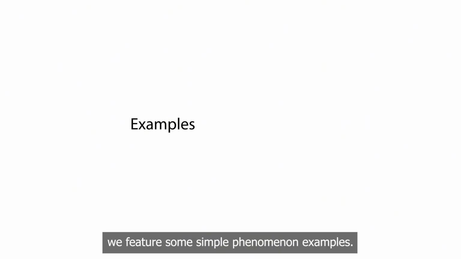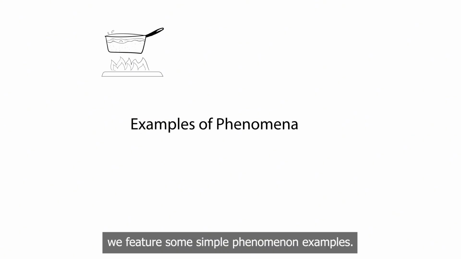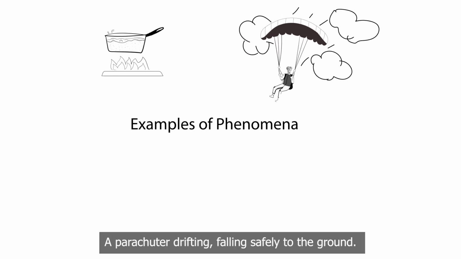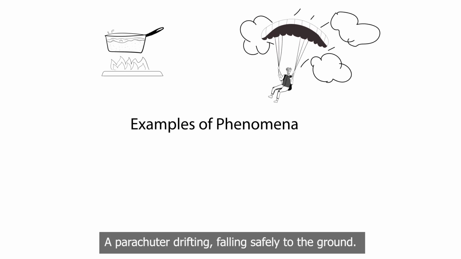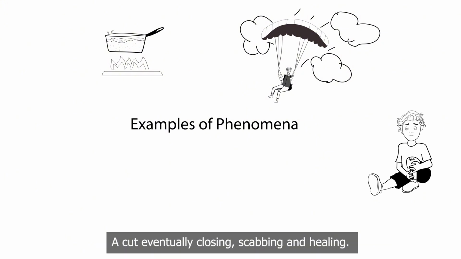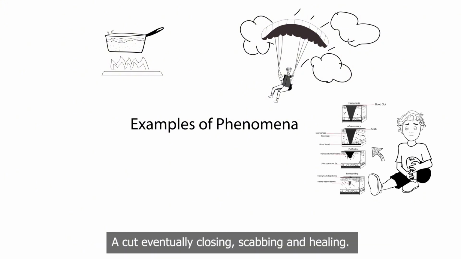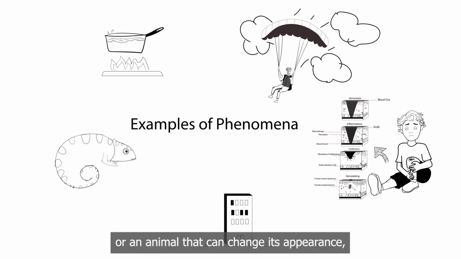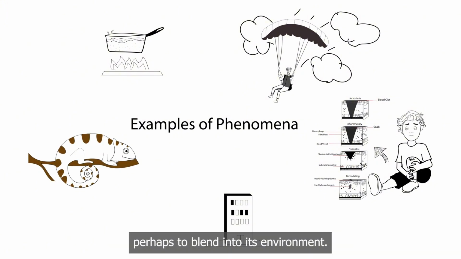In this section, we feature some simple phenomenon examples. A pot heating on a stove, where the heat source causes the water to boil. A parachuter drifting, falling safely to the ground. The cut eventually closing, scabbing, and healing. A tall building in a particular location, shaking, twisting, maybe collapsing. Or an animal that can change its appearance, perhaps to blend into its environment.